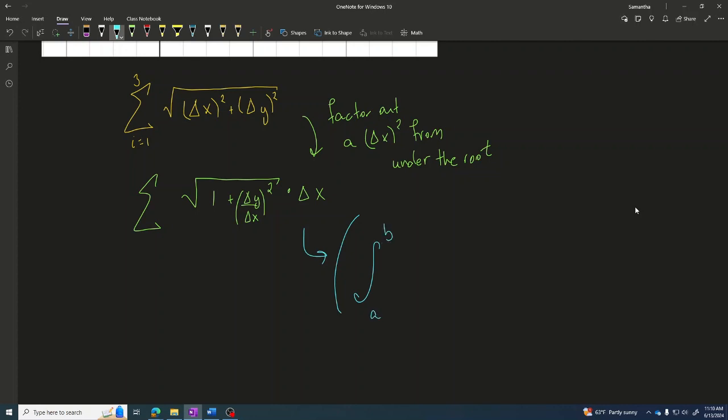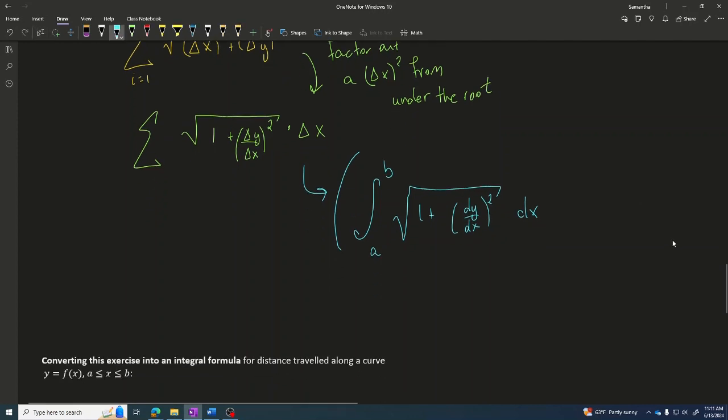As the space between the data points got smaller, the delta x would become a dx. And as the space between the data points got smaller, the delta y would also become a dy. So I would have dy over dx quantity squared under that root. Aha! Do you recognize this fellow right here? Dy over dx? That's the derivative. That is the derivative of y with respect to x.